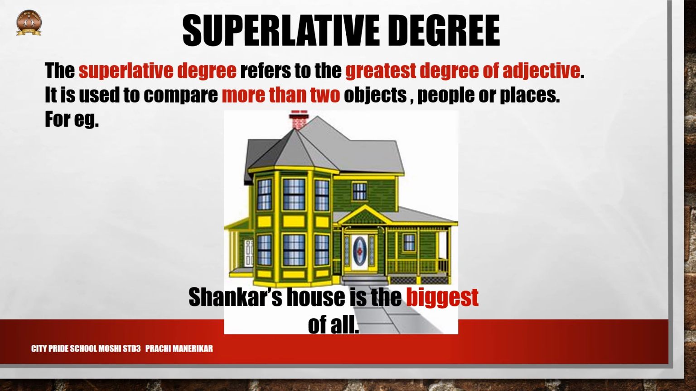In the first sentence we said Rohan has a big house. In the second sentence we said Rita has a bigger house as compared to Rohan. And in the third sentence we said Shankar's house is the biggest of all. Here in biggest we added est and made it superlative. Big, bigger, biggest. So big was the positive degree, bigger is the comparative degree, and biggest is the superlative degree of the same adjective.